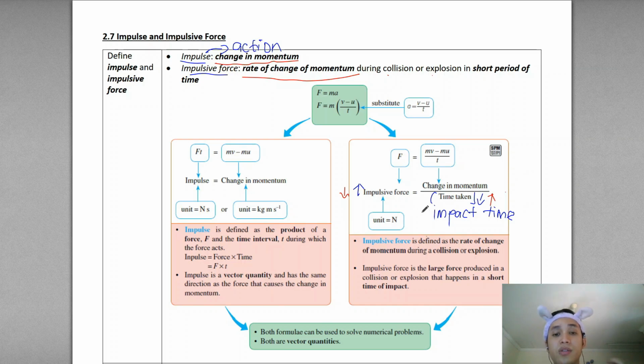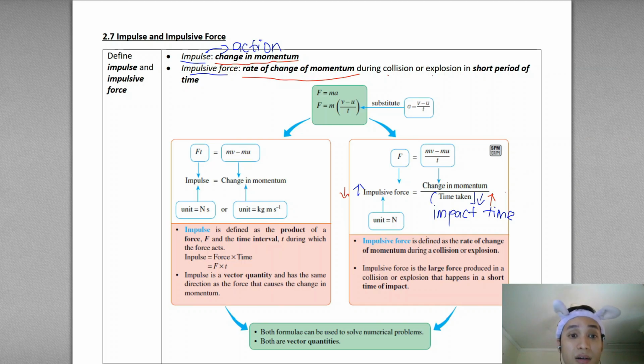So later on you need to look at different situations, so you need to be able to identify in which situation should we decrease the time so that we can produce a larger impulsive force, or should we increase the time so that we can produce a smaller impulsive force. So impulse, how to calculate impulse is that you take the time and multiply it to your force.